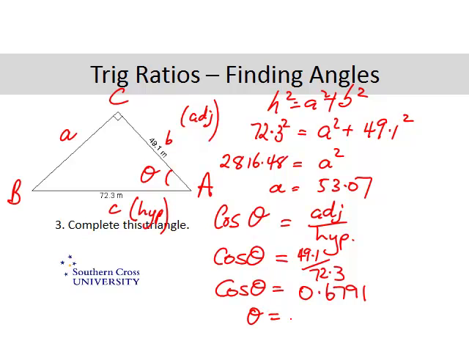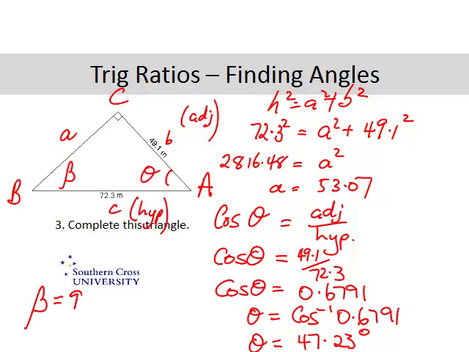So that means that theta is equal to, using the cos to the minus 1 idea, 47.23 degrees. So this other angle, let's call it beta. So beta is going to be 90 minus 47.23 degrees, which is going to be 42.77 degrees. So now we've completed the triangle. We've got all the sides and we've got all the angles.